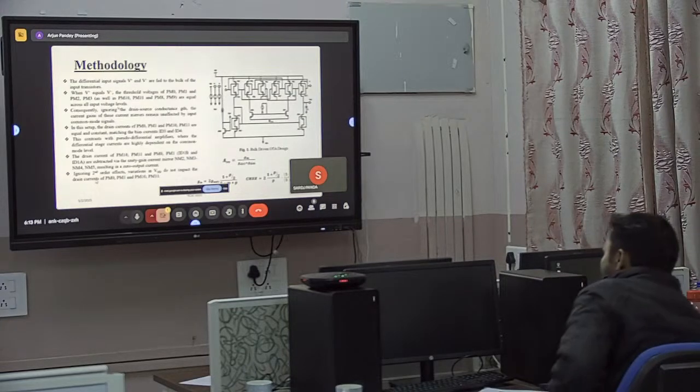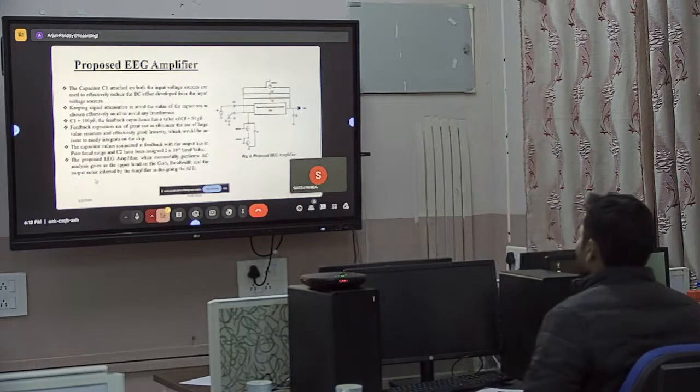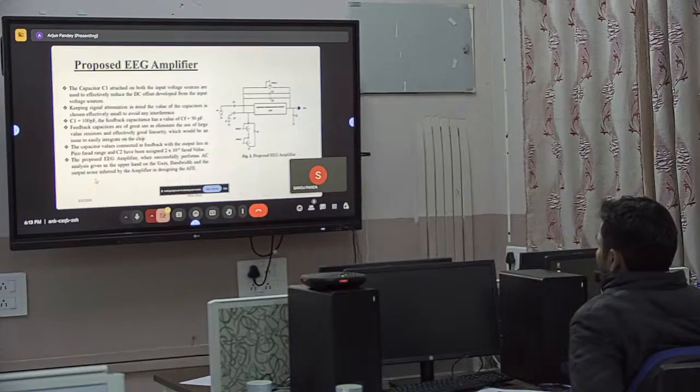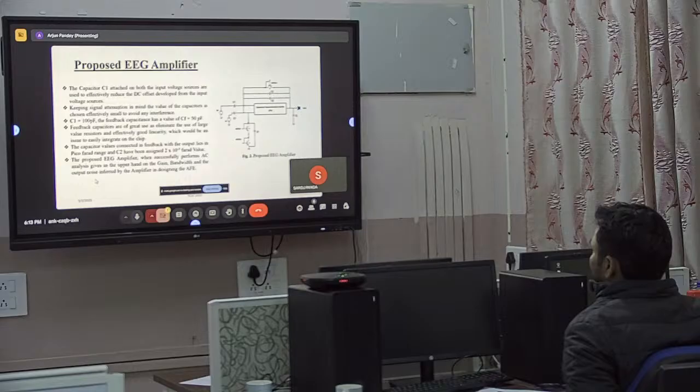Using this OTA, I designed another, an EEG amplifier that can be used in real life. So we did not test it with EEG input as of now, but we are at the stage of testing it with real EEG-like signals, and then we can test the output. I'll just briefly give you how the EEG amplifier has been designed.